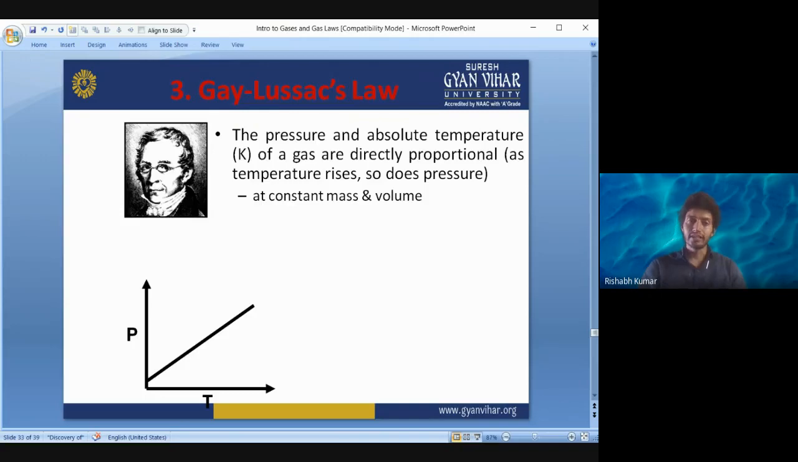Gay-Lussac's law states that pressure and absolute temperature of a gas are, जब absolute temperature की बात करेंगे, means temperature in Kelvin, right? So the pressure and absolute temperature of a gas are directly proportional. As temperature rises, so does the pressure at constant mass and volume. So ये assumption है कि मतलब volume भी constant है और mass भी constant है. So at constant mass and volume, as we rise the temperature, pressure of the gas will also increase.